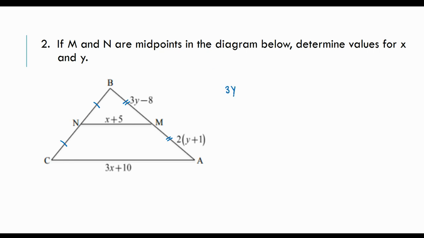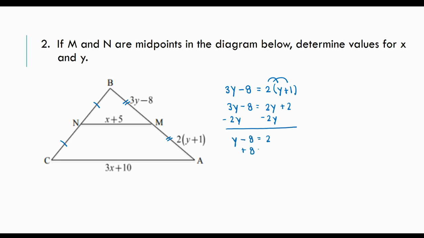Congruent means equals, so 3y minus 8 is going to equal 2 times the quantity y plus 1. I'm going to distribute the 2 to get rid of the parentheses. That gives me 2y plus 2. I'm going to subtract 2y over to the other side. So now y minus 8 equals 2. And then I'm going to add 8. So one of my answers, y equals 10.